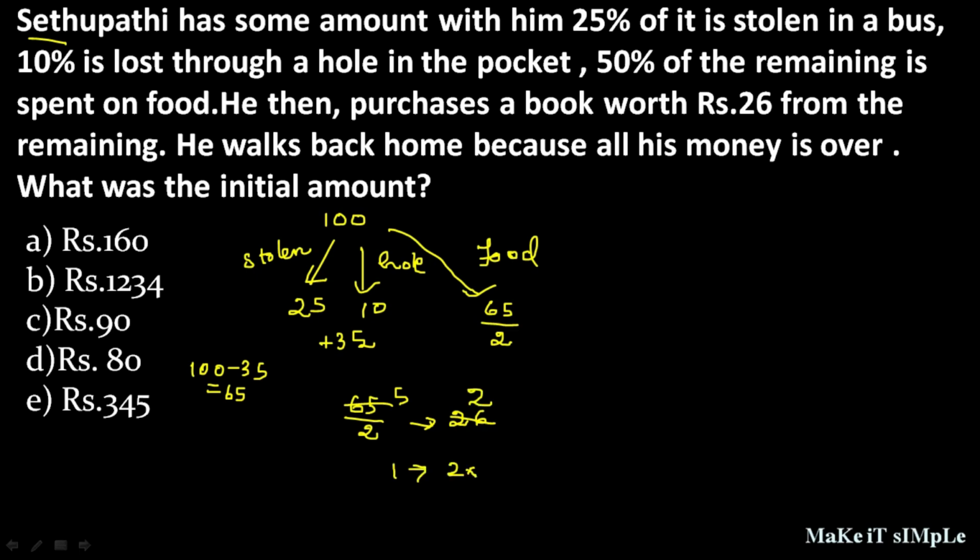So 1 unit will be 2 into 2 by 5. What you have to find is the initial amount. The initial amount is 100. So 100 will be 400 by 5. So what we'll be getting? We'll be getting it as 80. Okay.